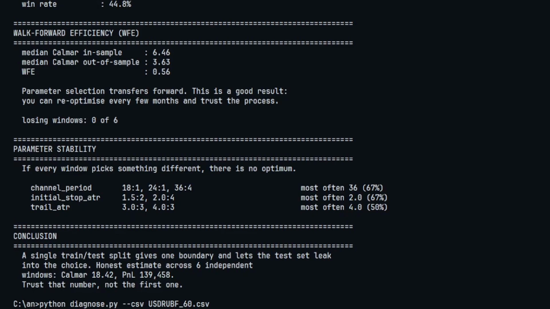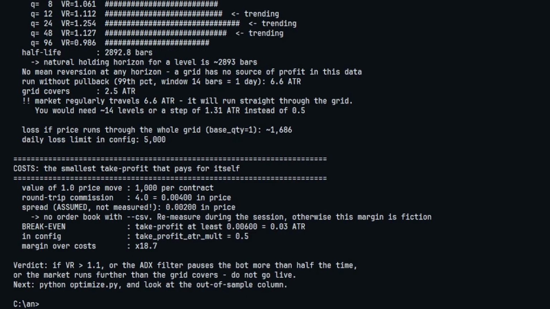Grid trading bots are everywhere. Place orders above and below the price, collect the difference as the market oscillates. It looks like free money, and there are hundreds of videos explaining how to build one. I built one properly: adaptive spacing, indicator filters, risk management.